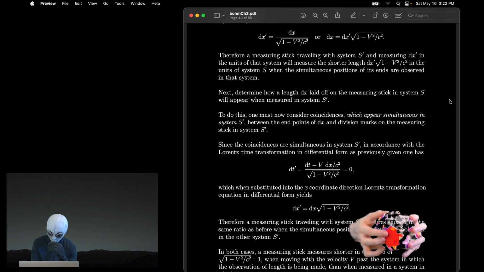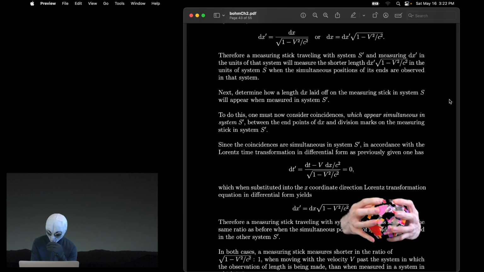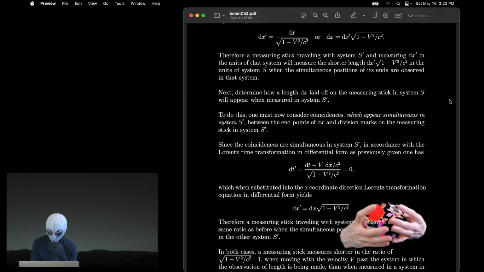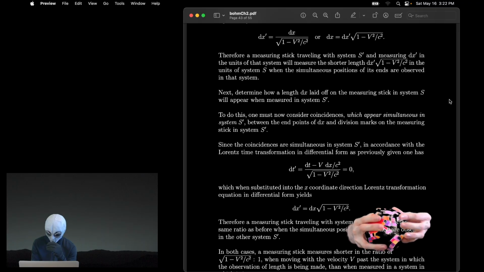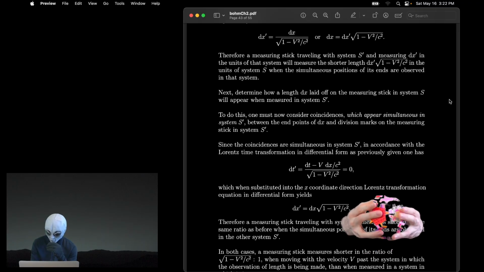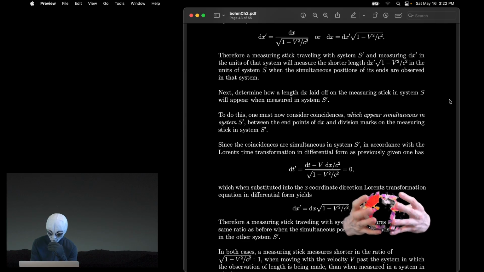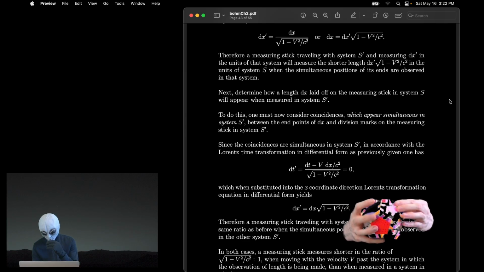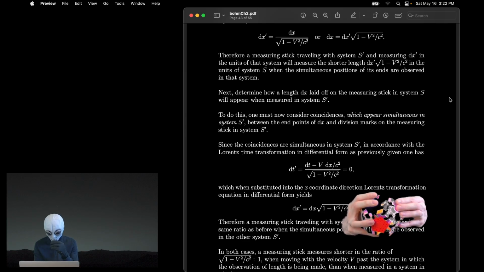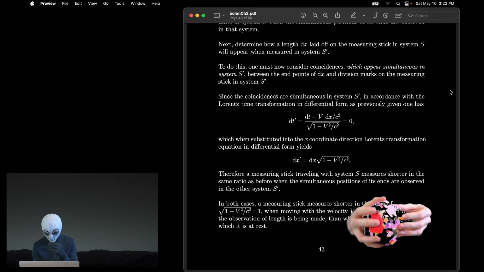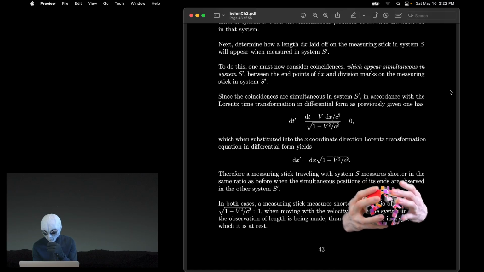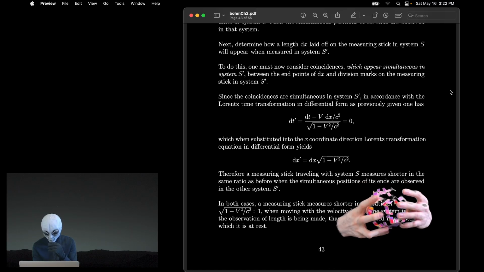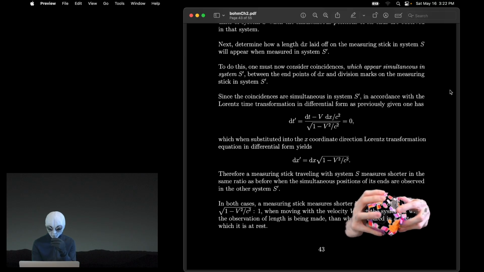Therefore, a measuring stick traveling with system capital S prime and measuring dx prime in the units of that system will measure the shorter length, dx prime times the square root of 1 minus capital V squared over little k c squared, in the units of system capital S when the simultaneous positions of its ends are observed in that system. Next, determine how length dx laid off on the measuring stick in system capital S will appear when measured in system capital S prime.